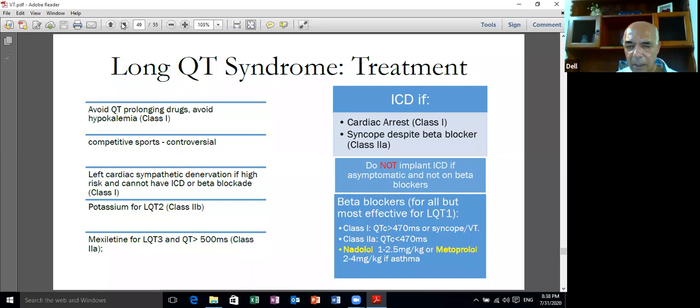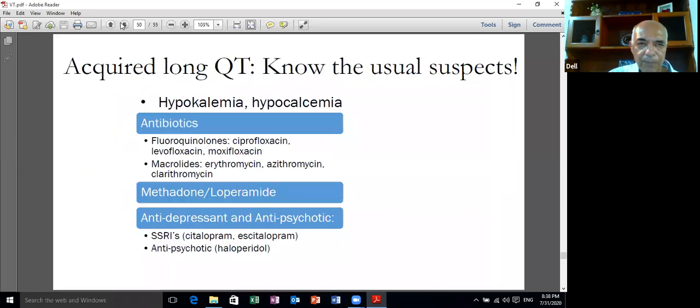The two beta blocking drugs that are considered for this condition are Corgard, or nadolol, which was previously present in Egypt, no longer now, but metoprolol is present and is effective in these conditions.